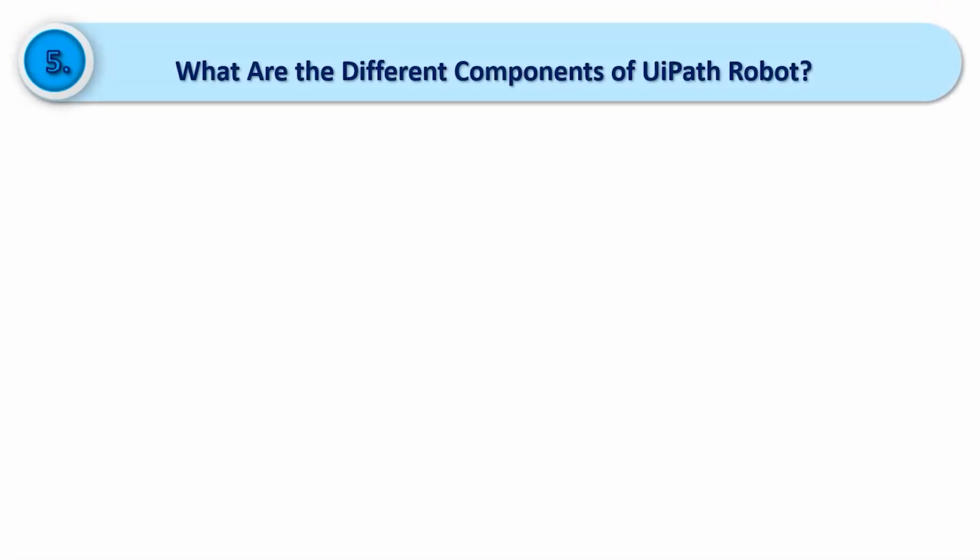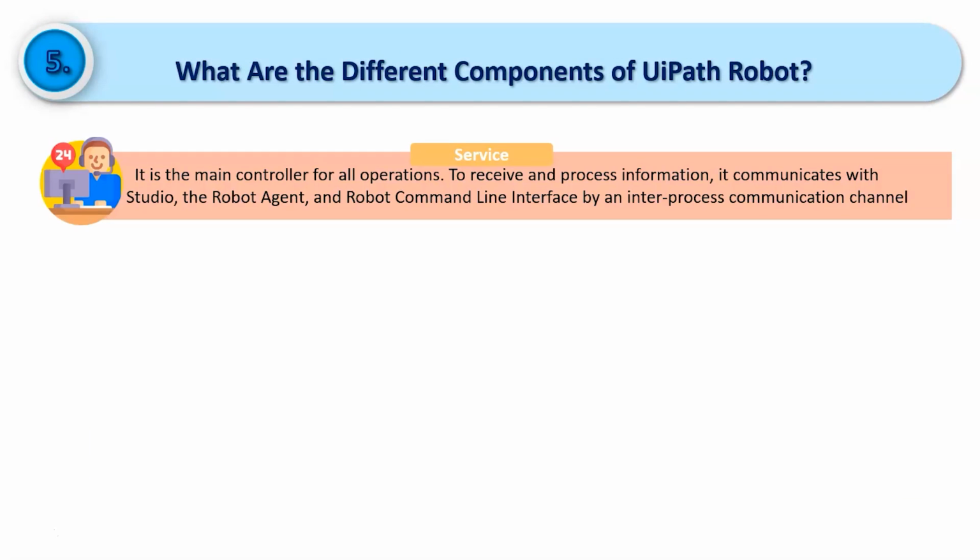What are the different components of a UiPath robot? Service. The robot service is the primary controller for all operations. It communicates with Studio, the robot agent, and the robot command line interface by an inter-process communication channel to receive and process information.